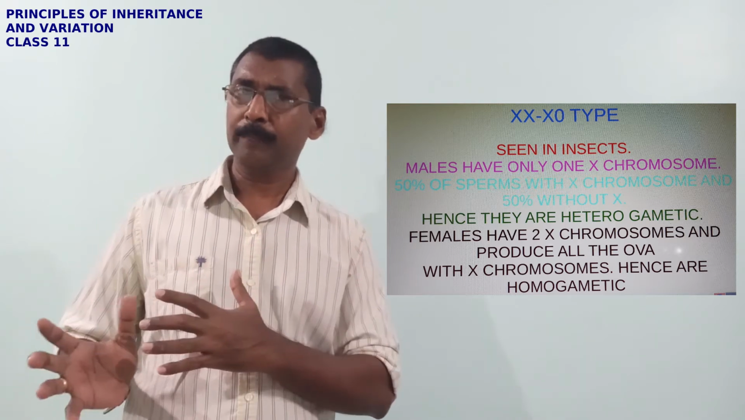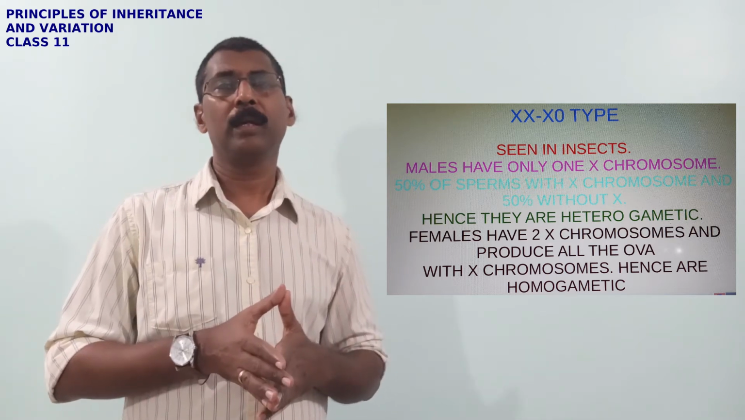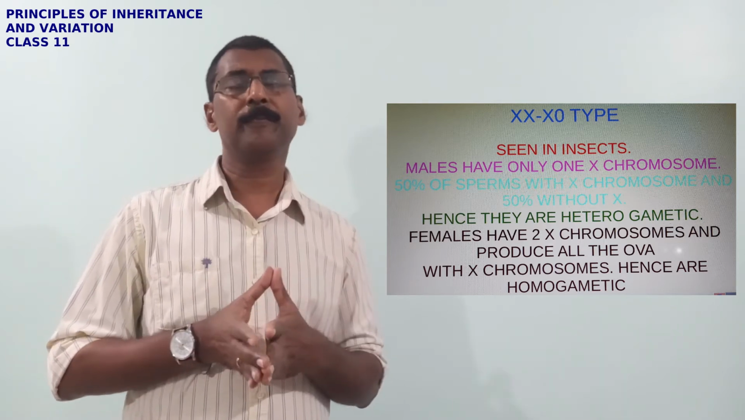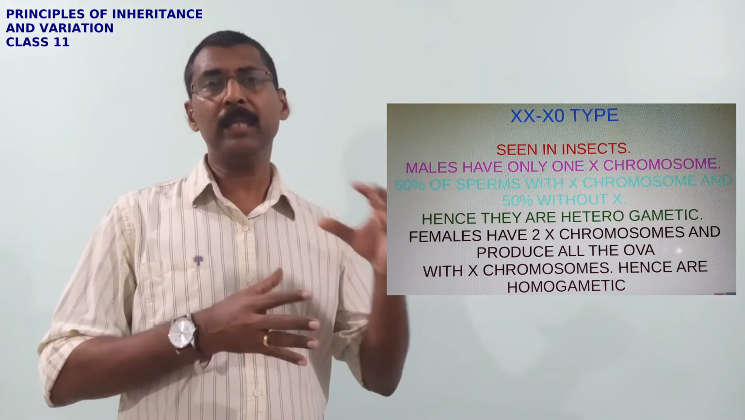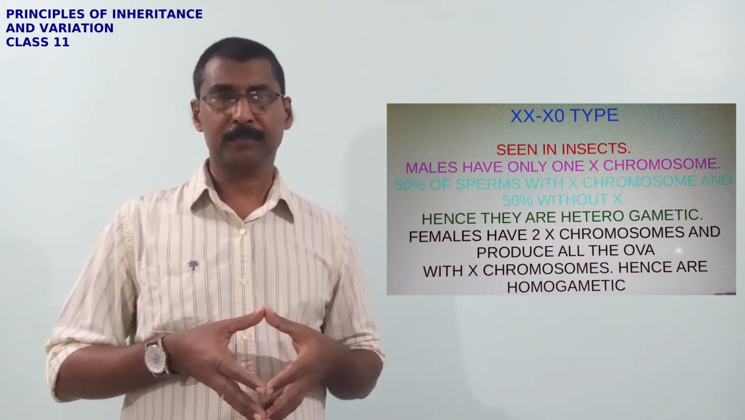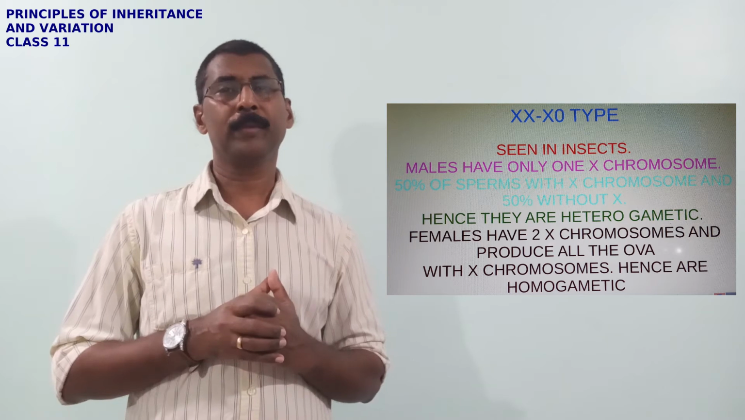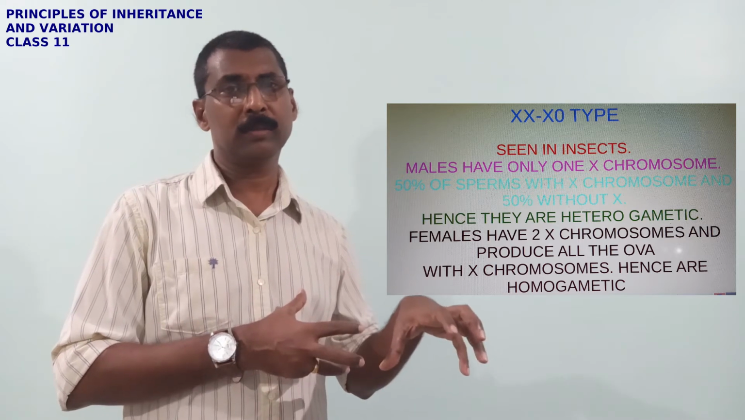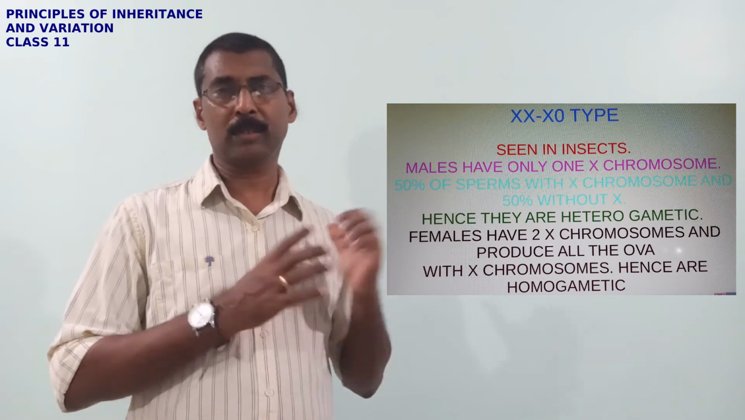So, insects have autosomes. Apart from these autosomes, they have allosomes or sex chromosomes also. In females, these female insects have two X chromosomes as allosomes, and the males have one X chromosome as allosome. So, females are with the XX chromosomes as allosomes or sex chromosomes, and males have only one X chromosome as allosome. The counterpart of the homologous pair is absent.